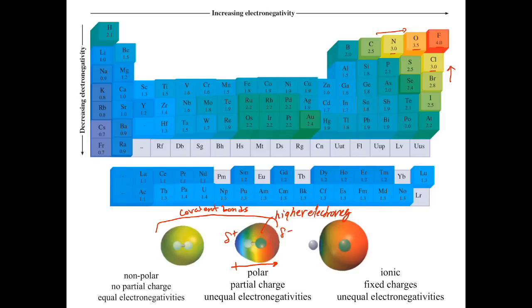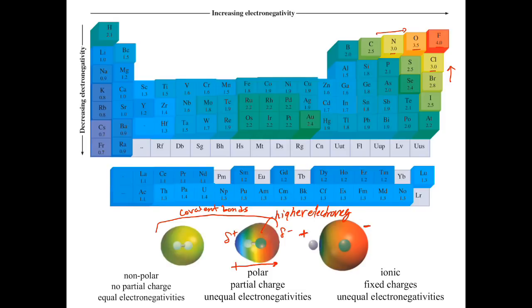In the case of an ionic bond, it's almost the extreme example of a polar bond. Electron density is no longer shared. The difference in electronegativity is so great that the non-metal actually rips the electron off of the metal, and you get a fixed charge. So in an ionic bond, there is no sharing of electrons. You get just a fixed negative charge.